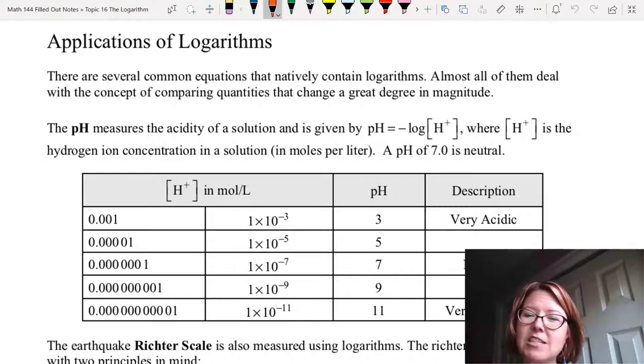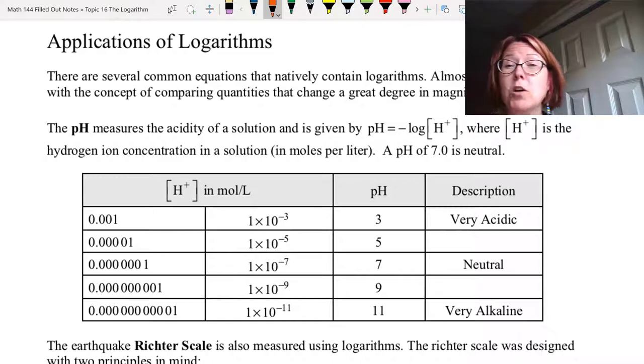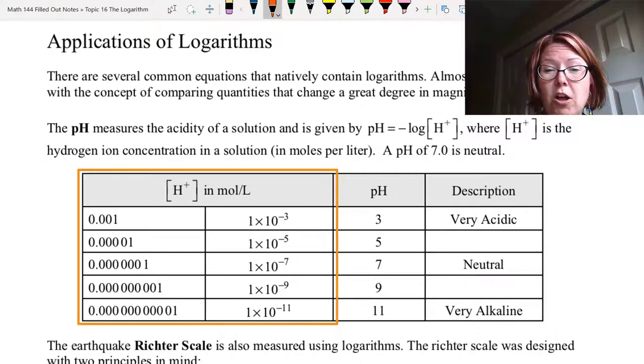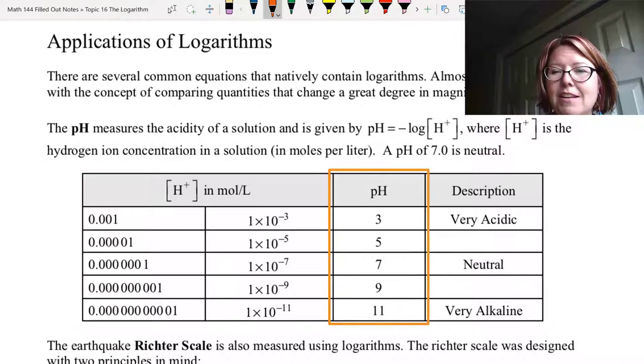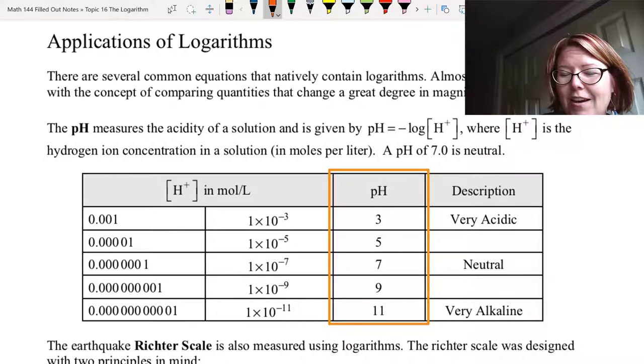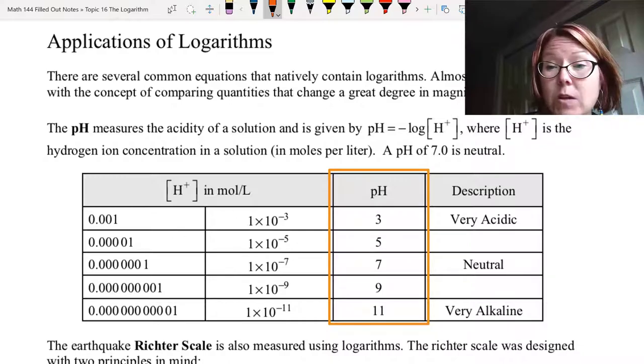I thought I'd give you a sense for what these numbers actually mean in terms of scale in a little table of values. We have four columns. In the first two columns, I've written the hydrogen ion concentration. That's left bracket H plus, right bracket, in moles per liter. I've written it in two ways. The first way is as a decimal, and the second way in scientific notation. Then in the third column, we have pH, like what is the actual pH value, and what does that mean in words? So here we go.